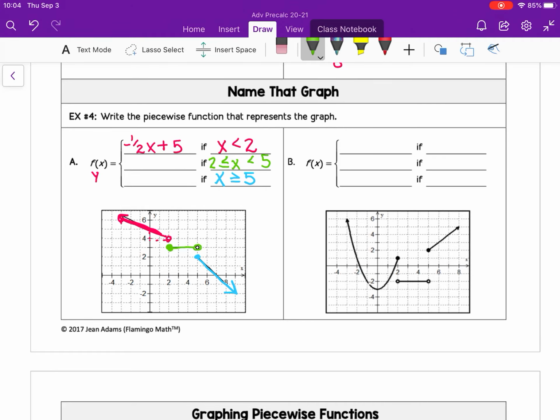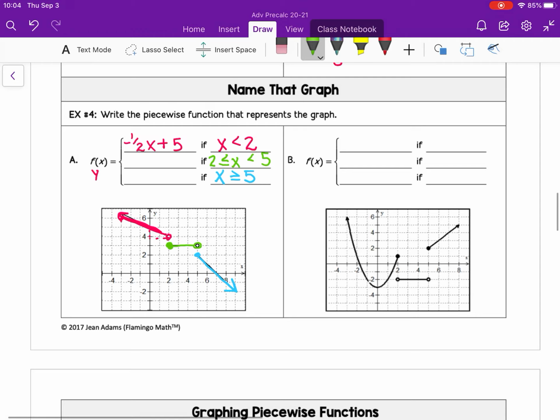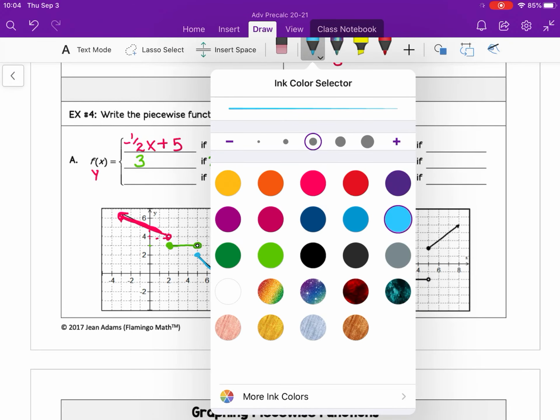So a horizontal line is y equals 3, because it's all happening where the y value is 3.